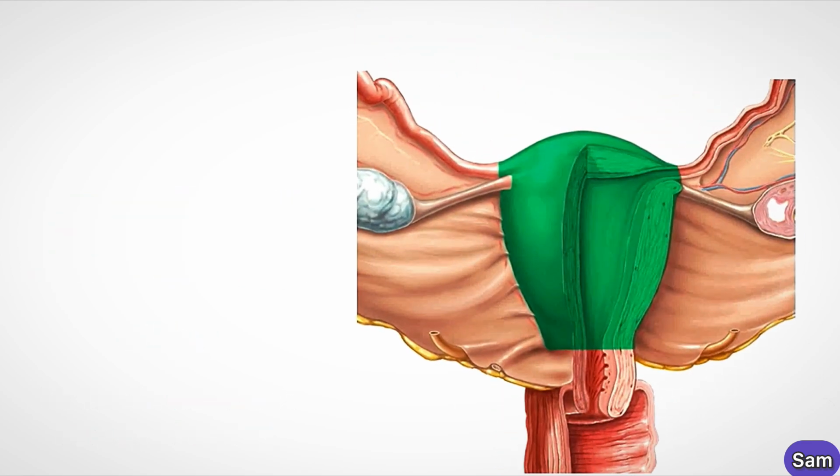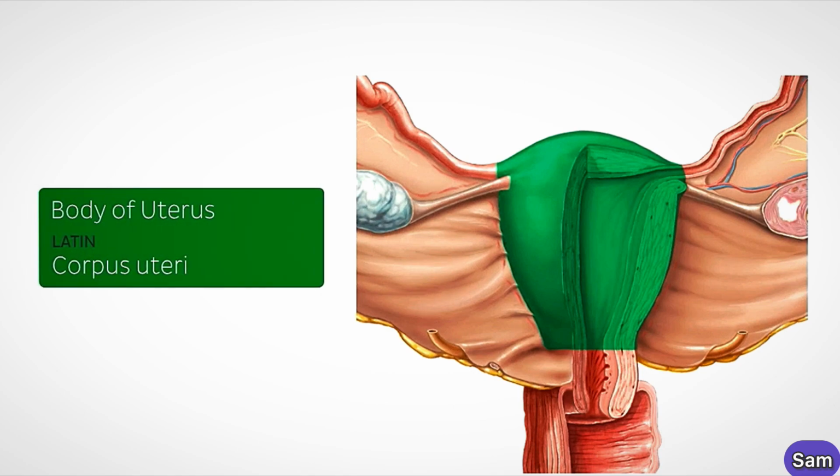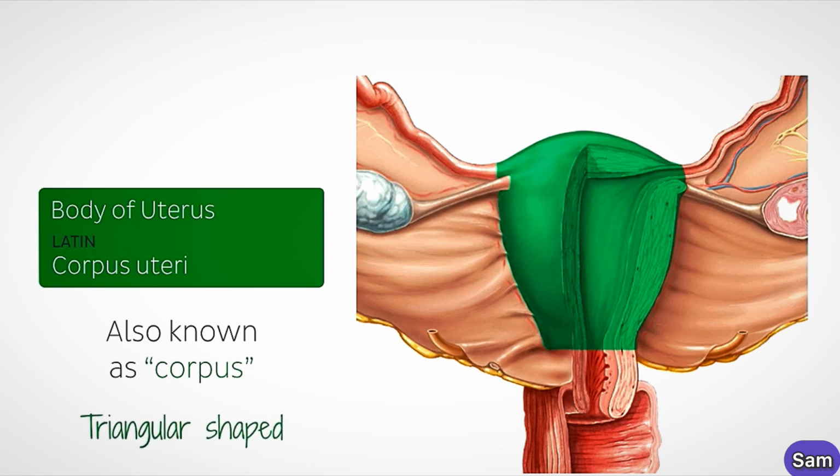The third part of the uterus is referred to as the body, though it's also known as the corpus. And as we can see, the body has a triangular-shaped lumen, which houses not only the site for fertilization, but also the fetus during gestation.